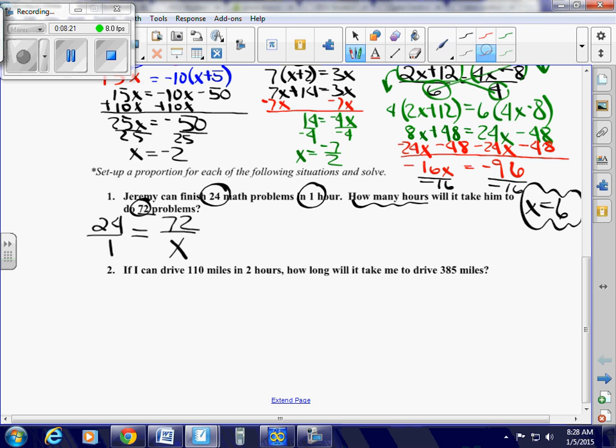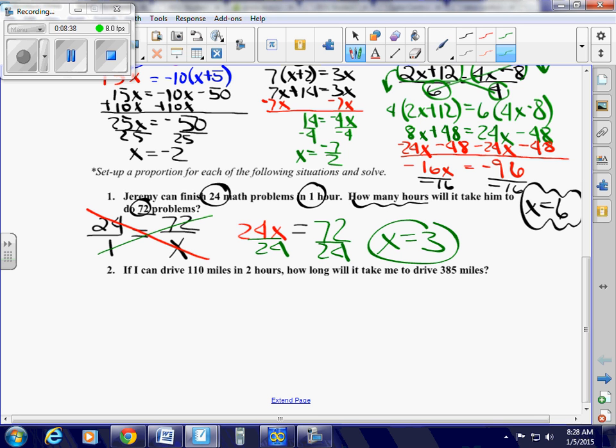And how do I solve this? Cross multiply. Take 24 times x. That will be equal to, take 1 times 72 and get 72. Divide both sides by 24. And it will take 3 hours to do those 72 problems. Another way we can use proportions, I can drive 110 miles in 2 hours. That's a ratio. 110 miles in 2 hours. Well, how long will it take for me to drive 385 miles? So I put 385 over my question mark.